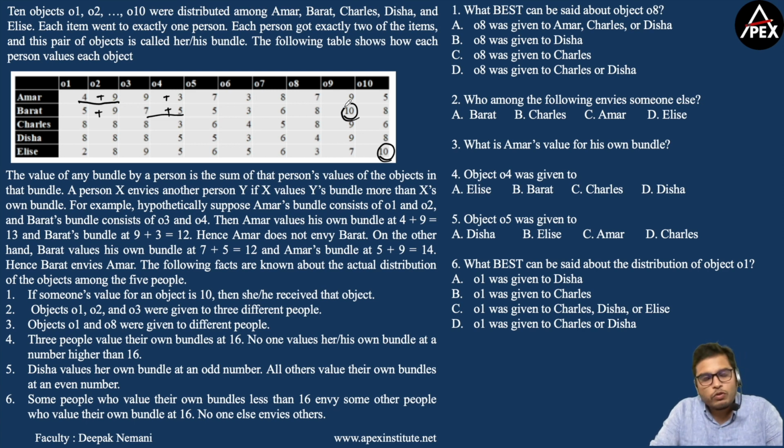So to answer these questions, we need to find the objects in the bundles of Amar, Bharat, Charles, Disha and Alice. Right? Then only we can answer these questions. And I consider this set difficult when compared to the previous one. I consider it to be of moderate to difficult level because there are no direct statements where we can identify the objects in any of these 5 persons' bundles.